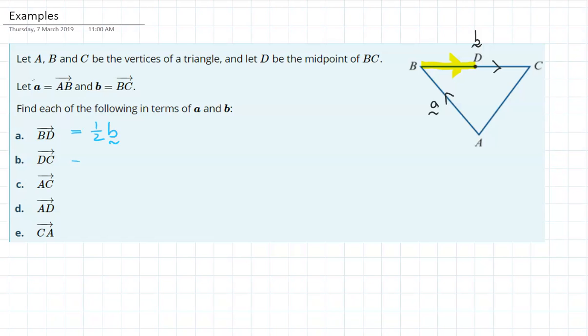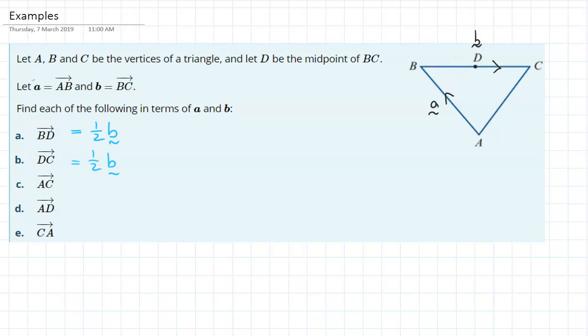And then we've got DC. Well, it's exactly the same. It's also a half b, because it's the other half of the vector, and it's in the same direction. D to C is in the same direction as little b. What about AC? Okay, so I'll rub that highlighting out for a minute.